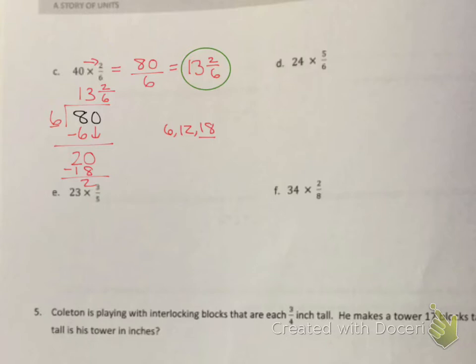So let's work on D together, and I'll have you work on E and F on your own. So with D, 24 fifths. I don't know this off the top of my head, so I'm going to do some basic math on the side here. 24 fifths. 5 times 4 is 20. Bundle. 5 times 2 is 10. Plus 2 is 12. 120. So 120 sixths.